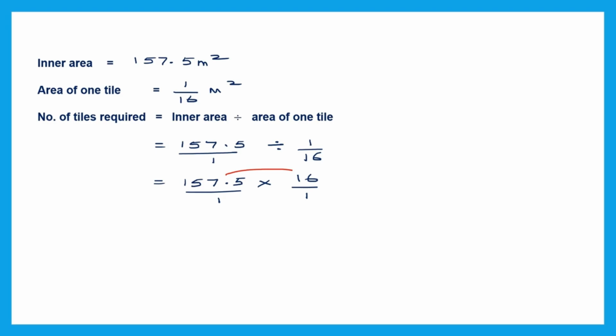So when you multiply, you get 2520. So this is the number of tiles. So we know now the number of tiles required if you leave a small margin.